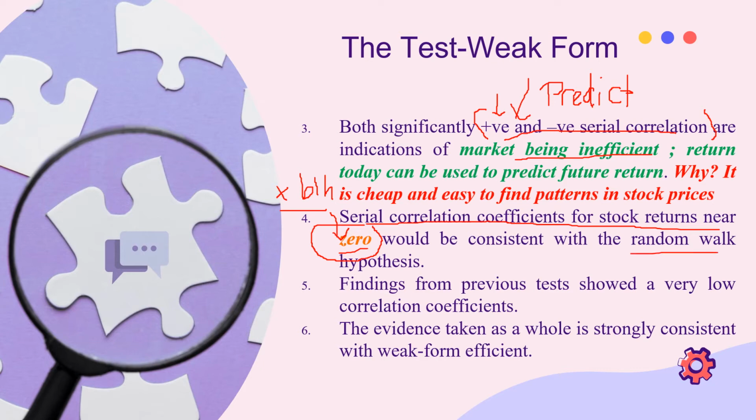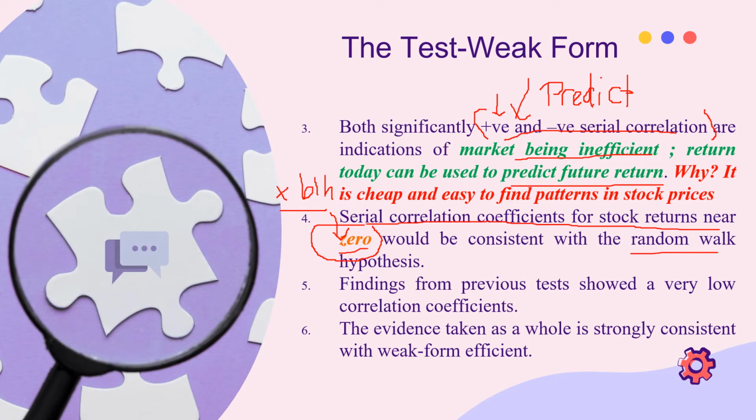Apa random walk yang tadi kita ada belajar? Maksudnya kita tak boleh predict sebab harga dia kadang nilai dia akan ada, kadang tak ada. So kita tak boleh predict bila serial correlation coefficient near to 0. So both significantly positive and negative serial correlation are indication of market being inefficient. Return today can be used to predict future return. Ini yang kita maksudkan sebagai boleh predict.